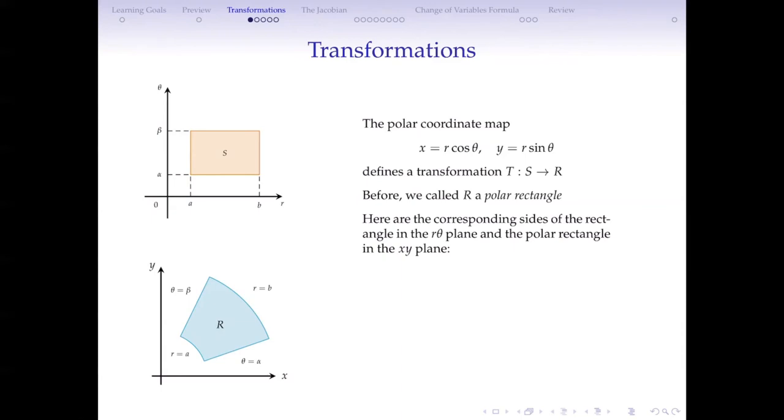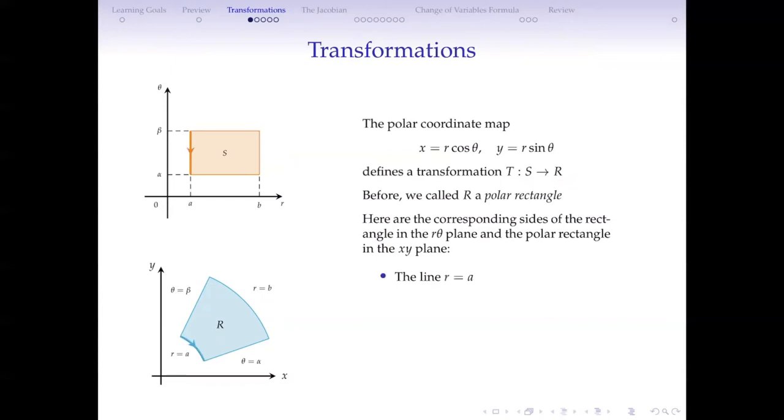And I'm going to do that by using something that's already familiar to you. Namely, you know about the polar coordinate map. So the polar coordinate map, I'm using that word, sort of a new way of looking at what we did, defines a transformation from a region S in the r and theta plane to a region in the XY plane, a region R, which we called a polar rectangle. So let's look at the corresponding sides of the rectangle in the r theta plane, that's the rectangle S, and the polar rectangle in the XY plane.